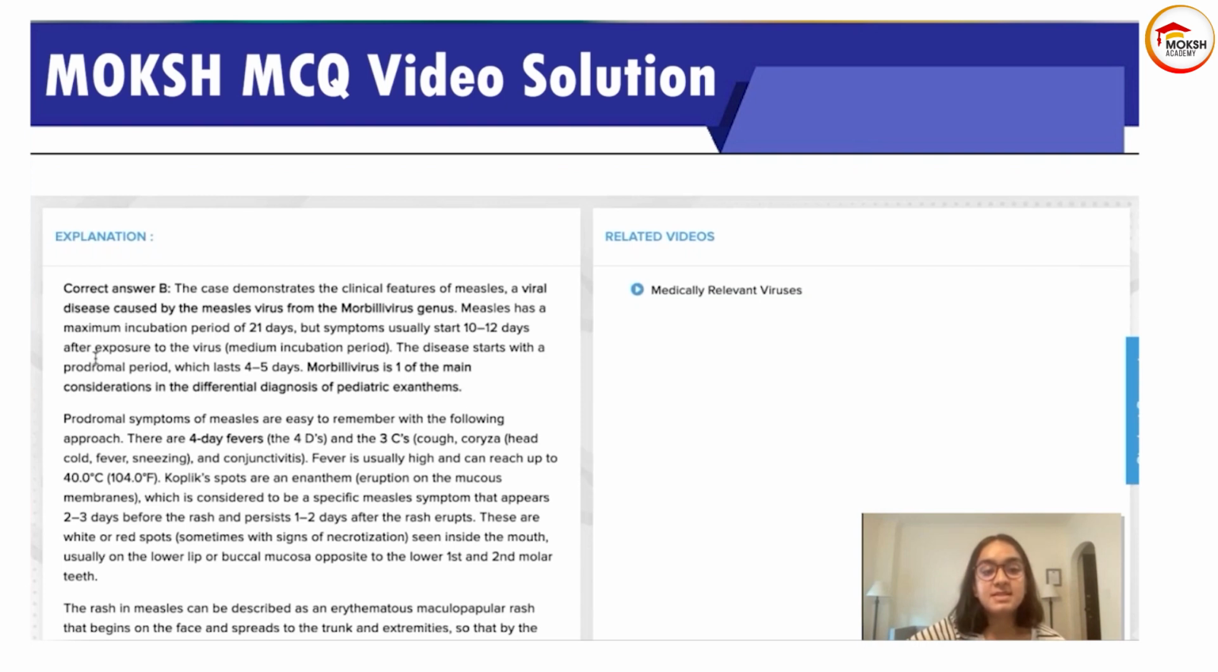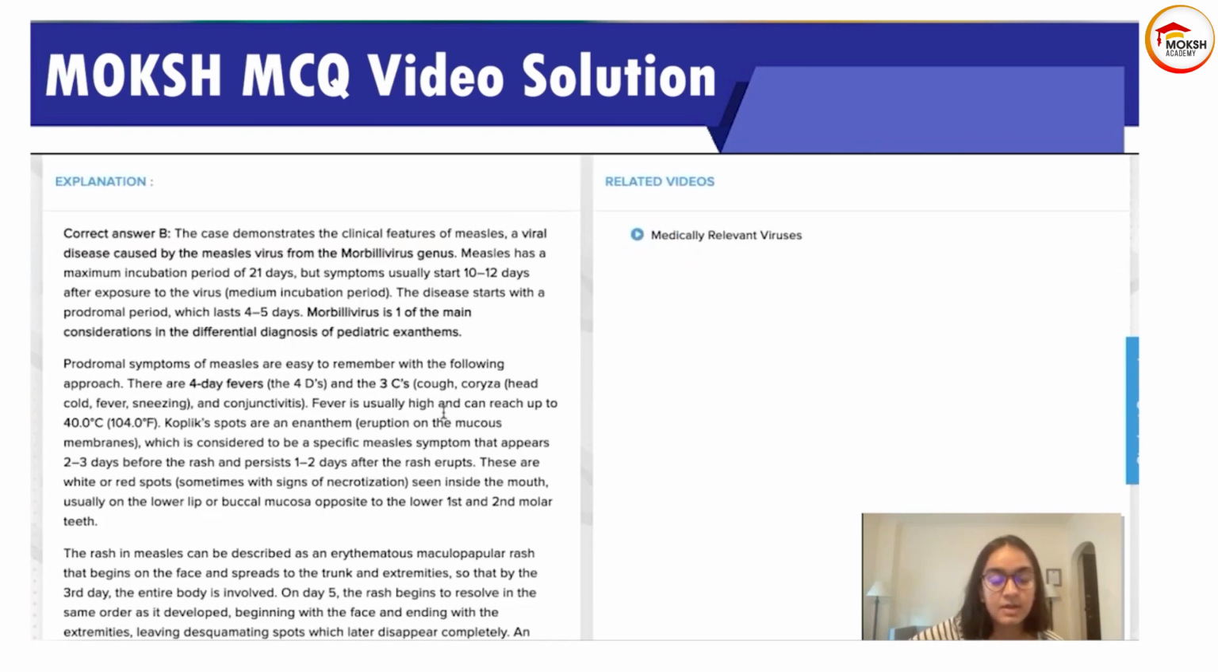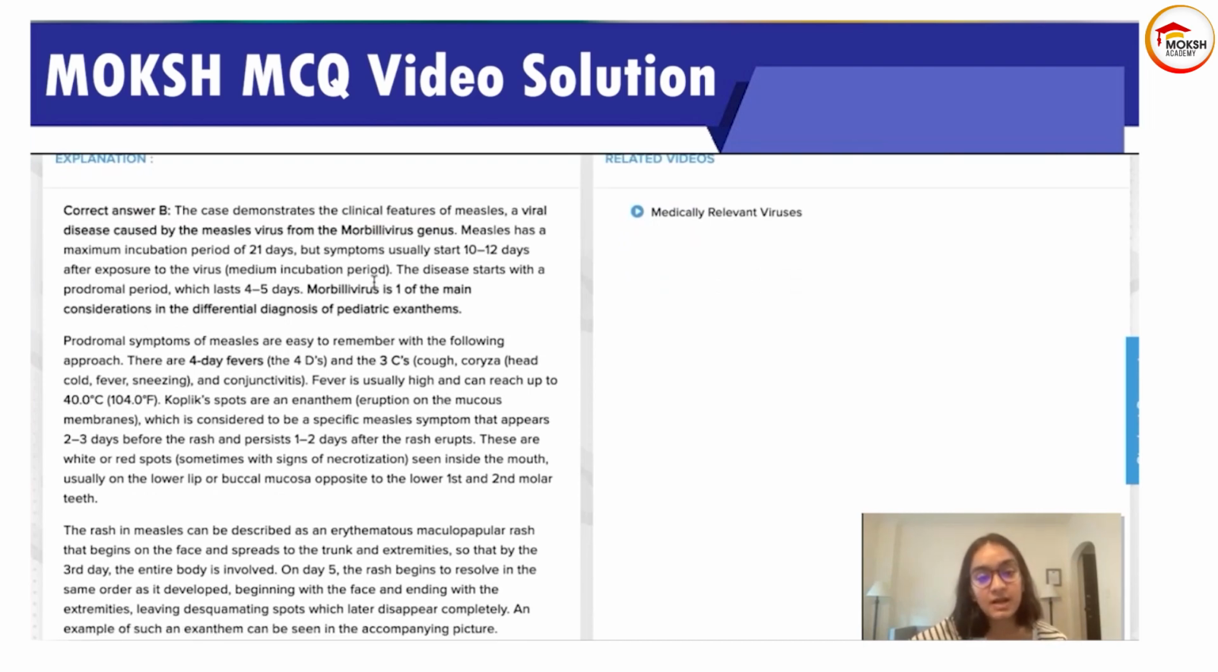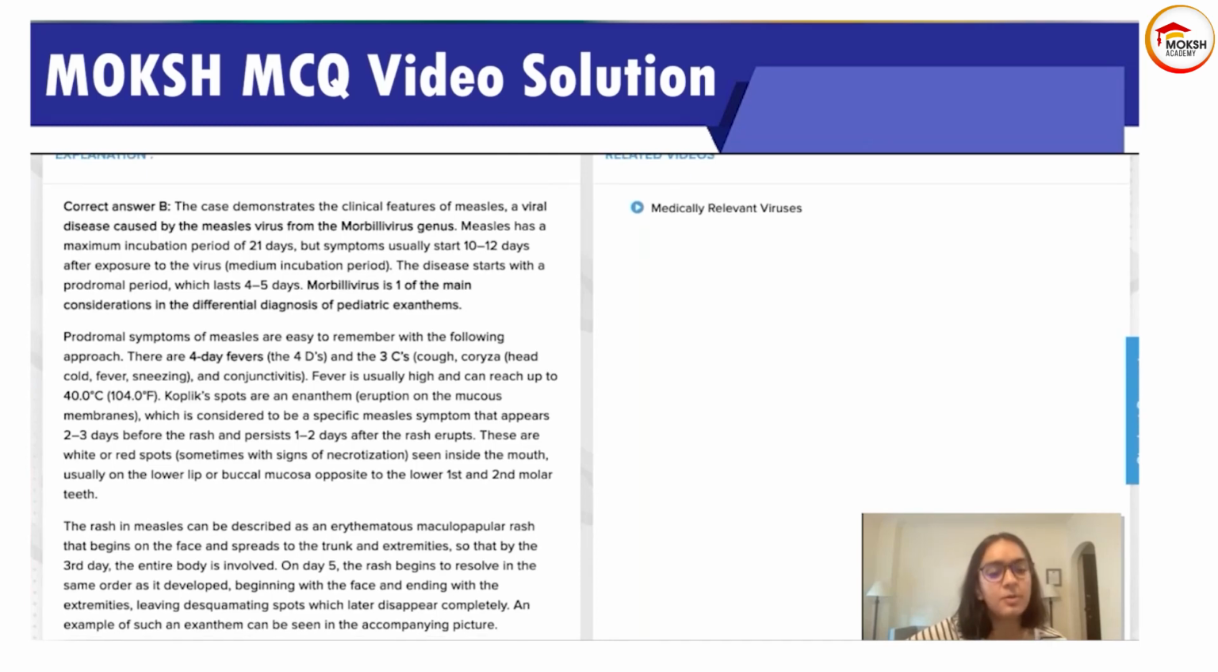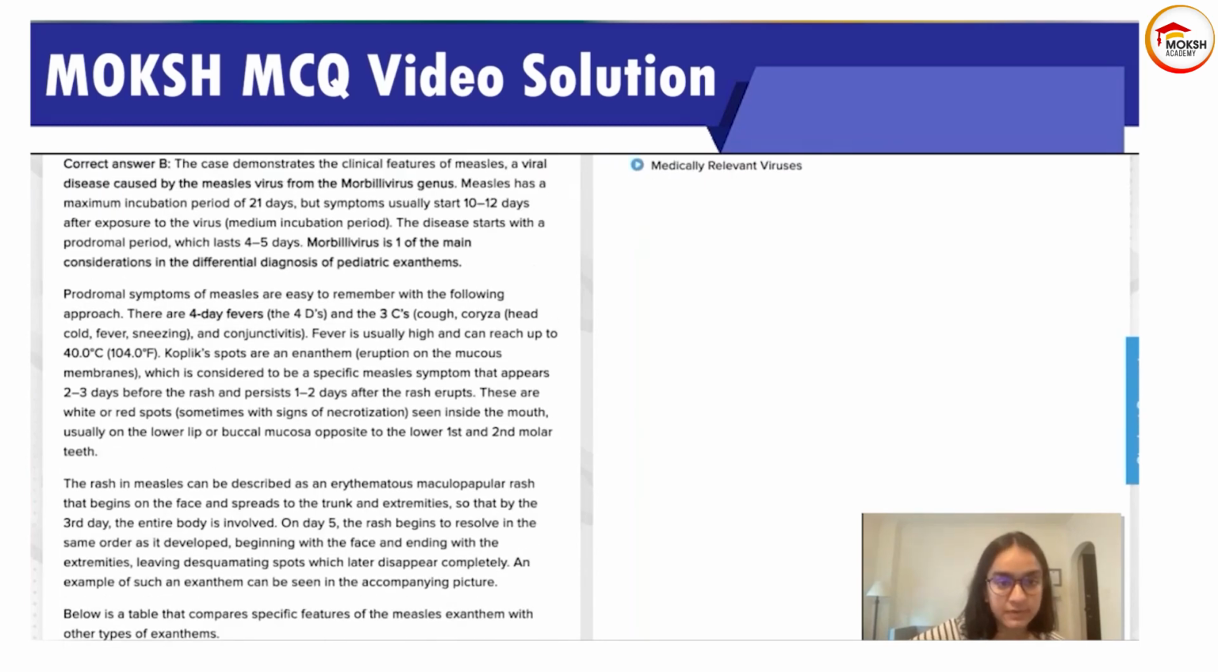The disease starts with a prodromal period, which lasts 4 to 5 days. Measles is one of the main considerations in the differential diagnosis of a pediatric exanthem. So whenever you see a child coming in with a rash, this is number 1 on your list of differentials, along with a list of other things which we will go over.